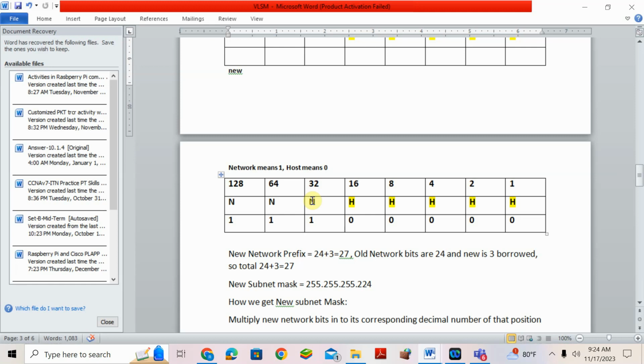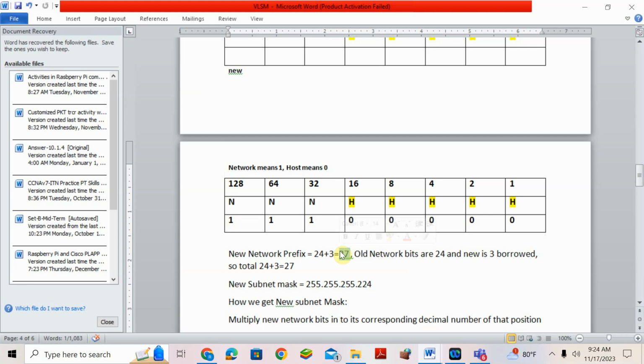Now I told you, network means put 1, host means put 0, right? Now what is the new network prefix? When I started the calculation, the network was /24. Now how many more bits for network? 1, 2, 3. So 24 plus 3, 27 bits for the new network prefix.